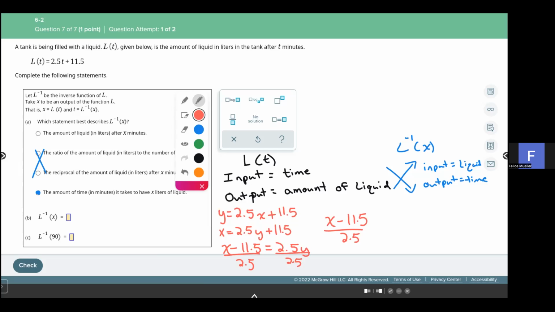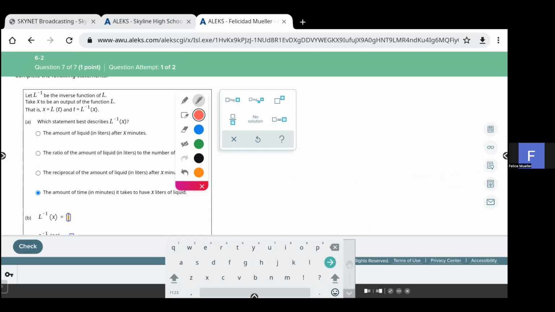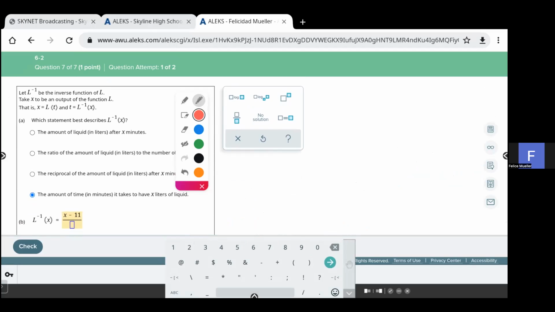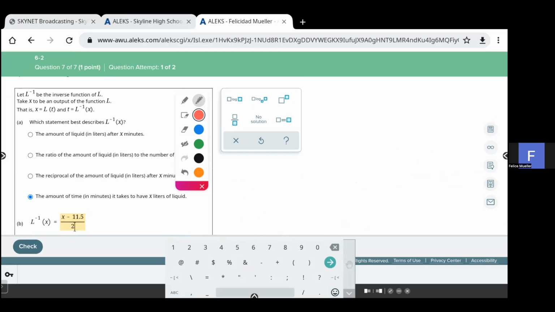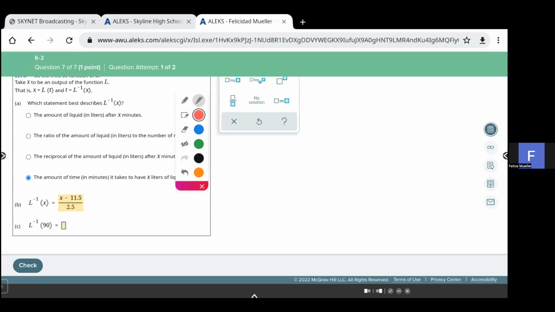And then for part C, I'm just going to plug 90 into my equation and see what I get. And I'm just going to use the calculator that they gave us. My answer here was again x, so a fraction. We're going to say x minus 11.5, all over 2.5. Yes. All right, and so then I'm going to take the calculator that they provide, or you can use the Desmos calculator, whichever you want.